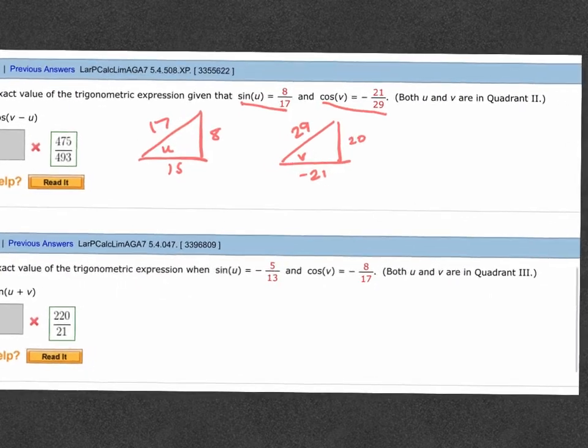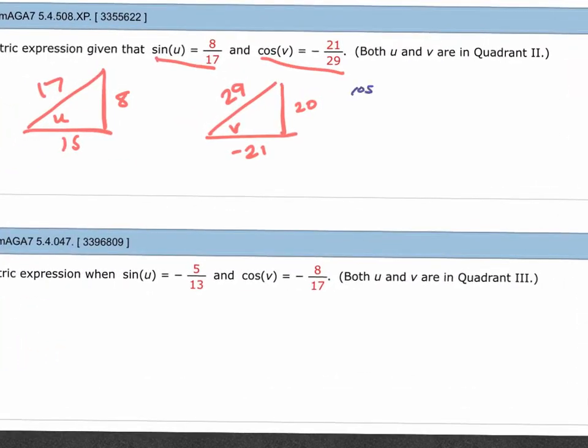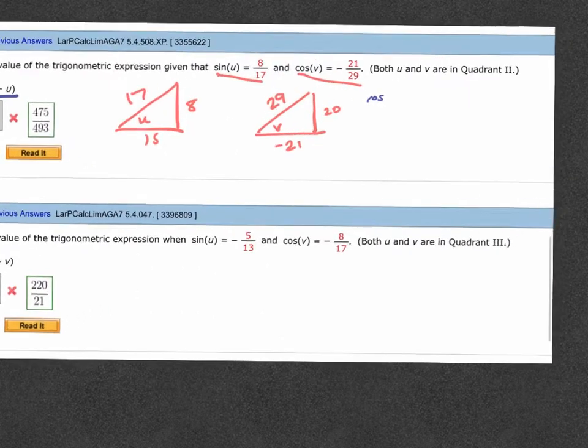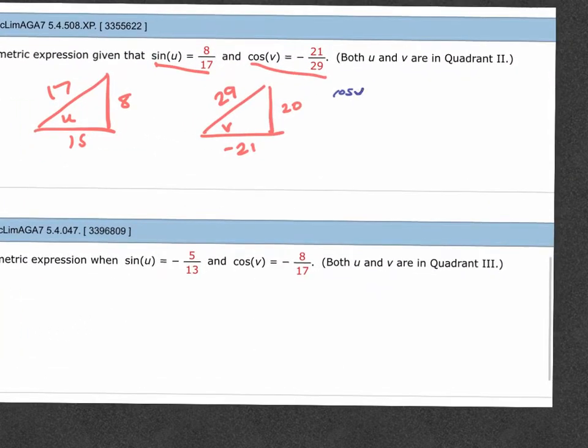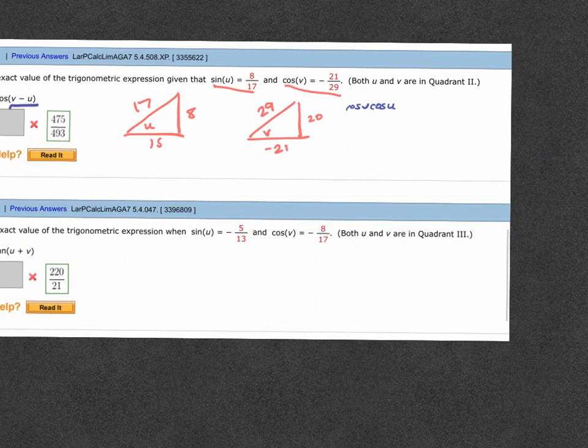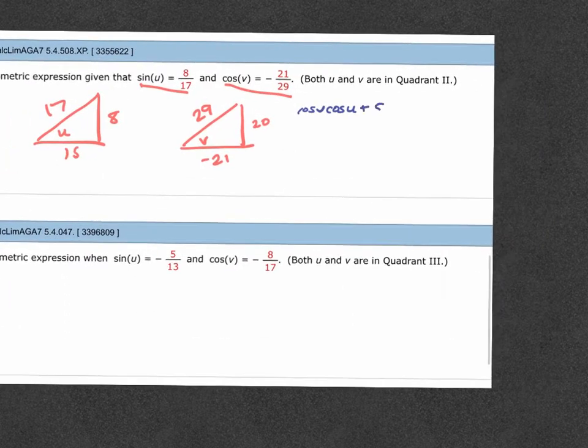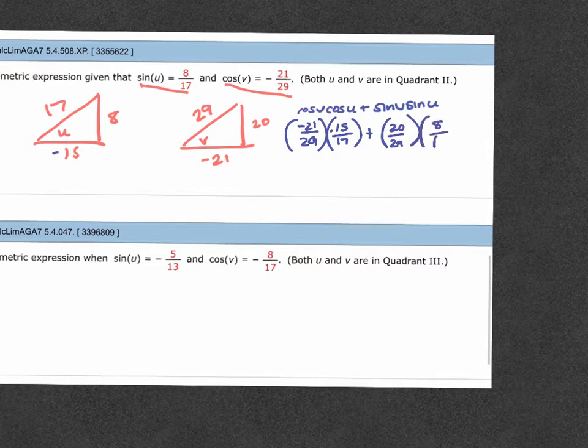So then from here, I want to do cosine, cosine, sine, sine. So cosine of the first, which over here is v first. So I want to do cosine of v, cosine of u. Change your sign. Because it was negative, it becomes positive, plus sine of v, sine of u. So I have to use this second triangle first. Cosine would be negative 21 over 29. Cosine of u is 15 over 17. This should be negative, negative 15 over 17. Plus the sine of v, 20 over 29, and the sine of u, 8 over 17.